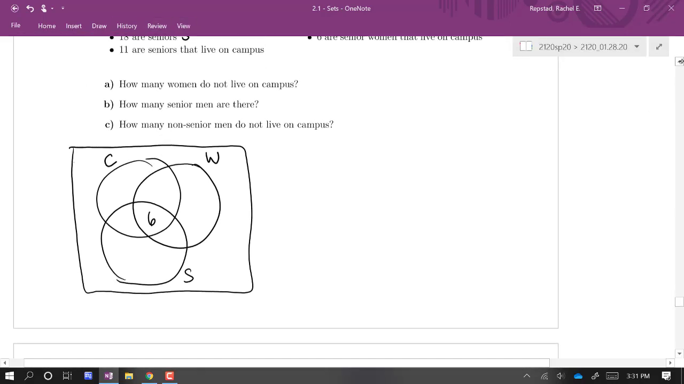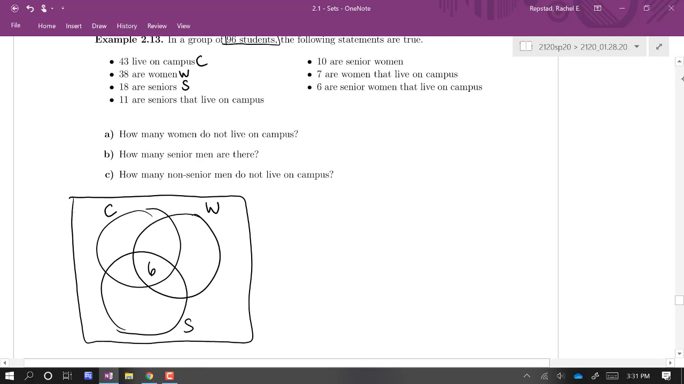I'm going to zoom out and try to see if I can see the facts. Now we're going to zoom out and do the other intersections. Let's say we do this one down here where S and W intersect. What number should go there? 10. Close. There are 10 senior women. 6 of them live on campus. We've already counted 6 of them, so 4. Good. Tricky. How about the one at the top? Women on campus.